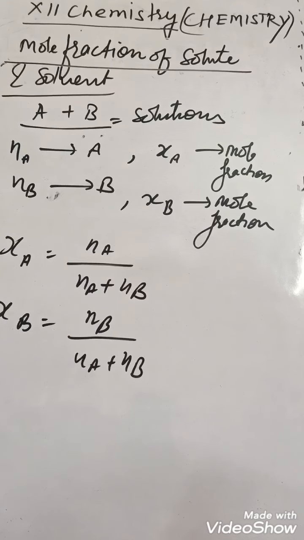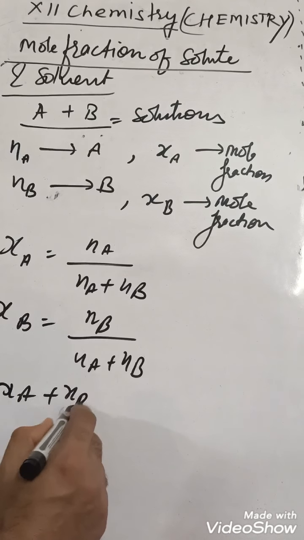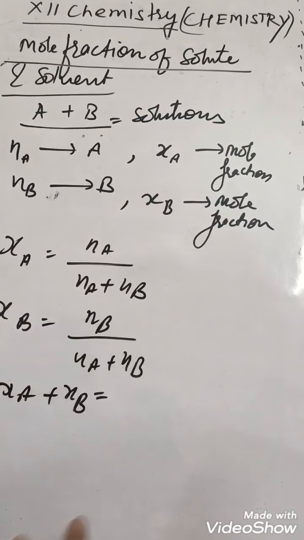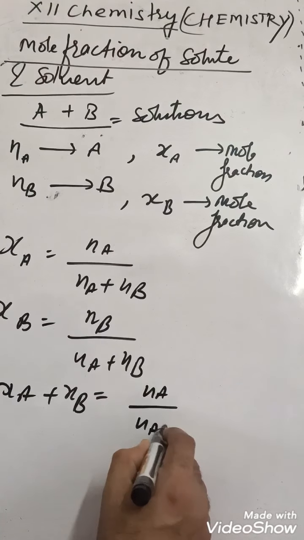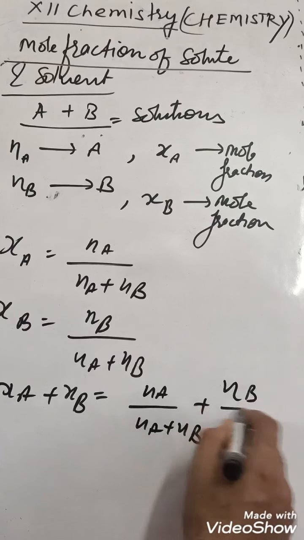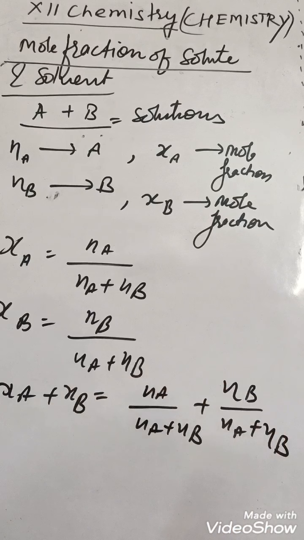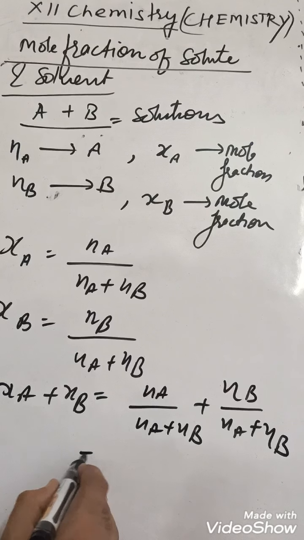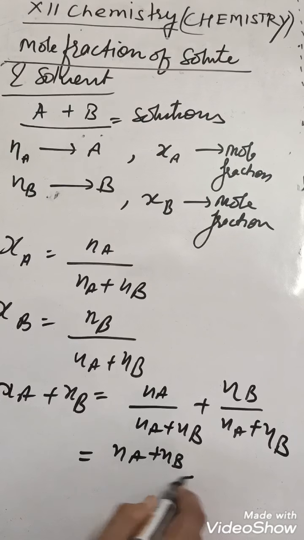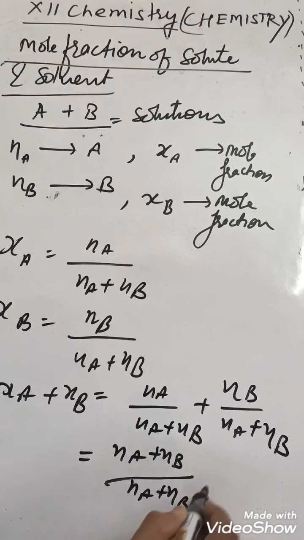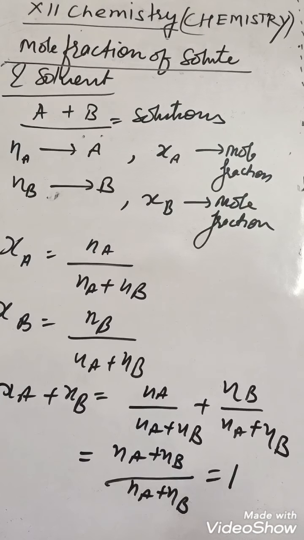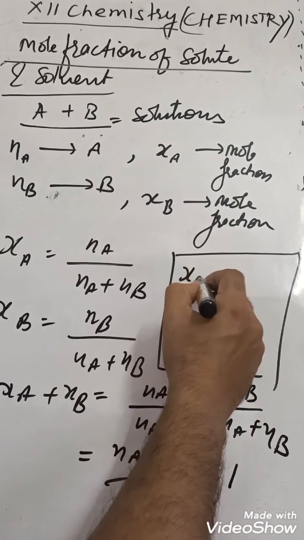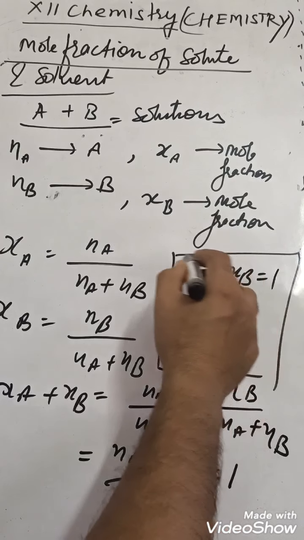Now what is the total of the mole fractions? Xa plus Xb is equal to Na by Na plus Nb plus Nb upon Na plus Nb. The denominator is the same, so it will be Na plus Nb divided by Na plus Nb, and that is equal to 1. So remember, the total of the mole fractions is 1. Xa plus Xb is always 1.